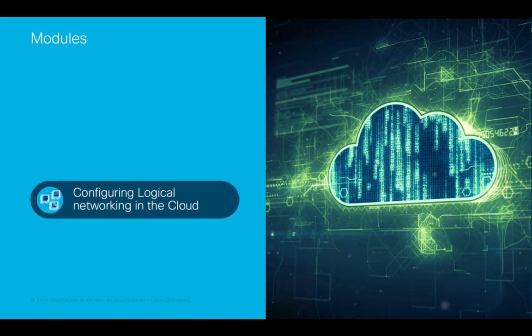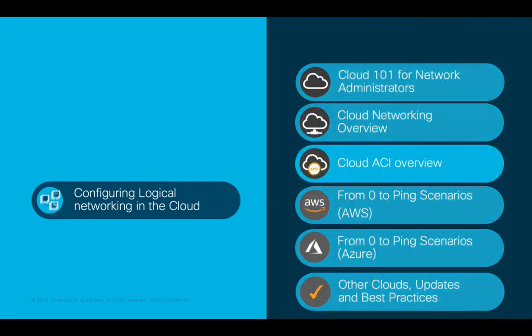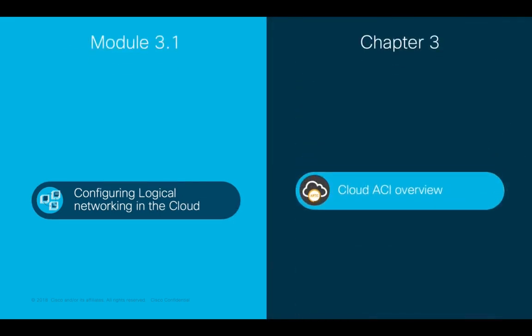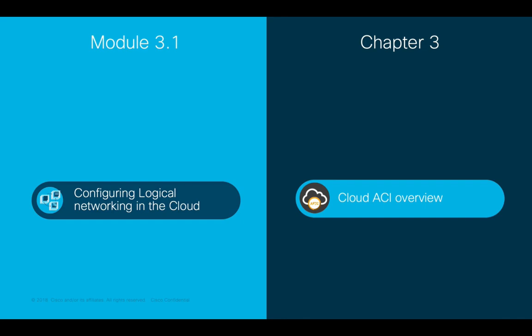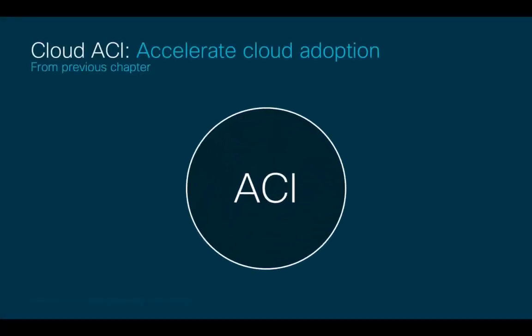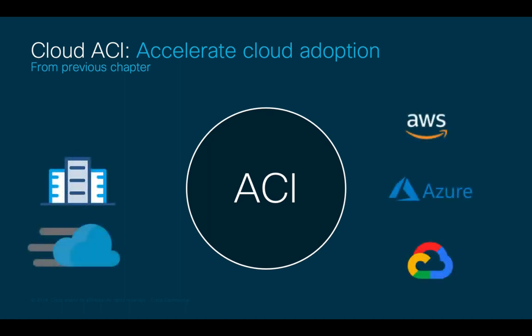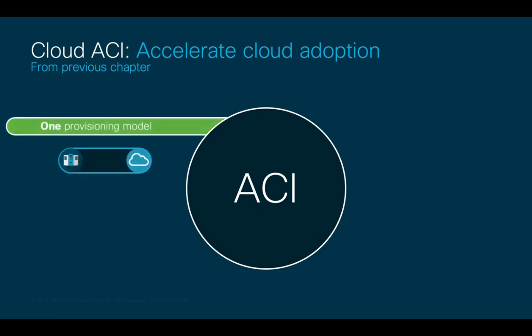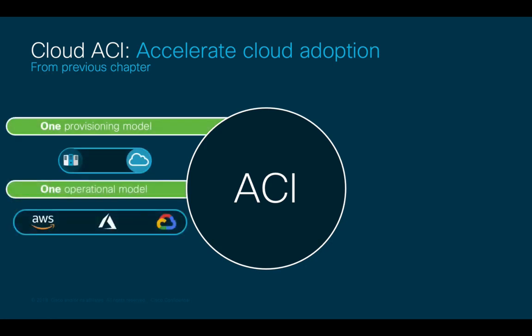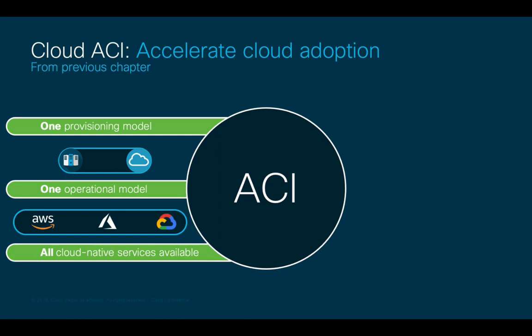In this video, we will cover Module 3.1, Configuring Logical Connectivity in the Cloud, Chapter 3, Cloud ACI Overview. As covered in the previous chapter, Cloud ACI can be a great asset to accelerate cloud migrations and hybrid cloud deployments, providing the same configuration, security, and operation model across multiple on-prem and cloud environments. The good news? You already know ACI.